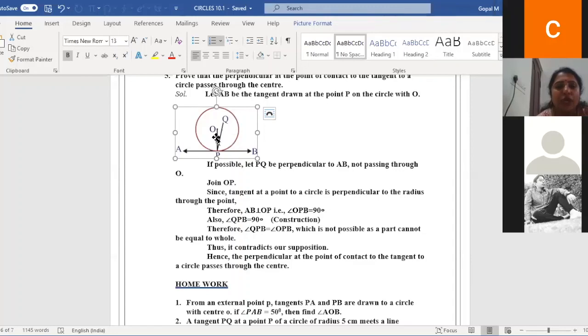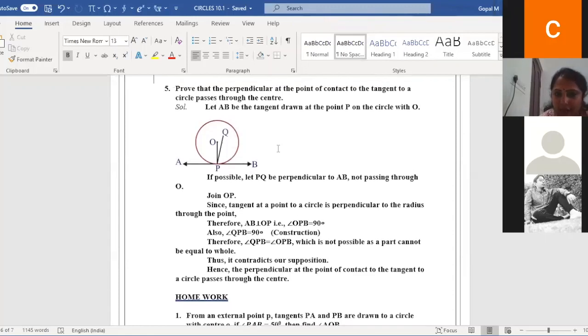Here we need to prove that OP is perpendicular to AB. So we need to assume even PQB is also 90. When you prove that this is not equal to 90, only then we say our assumption is wrong, and we say that OPB is equal to 90. Am I clear, children? Once again, repeat this question.